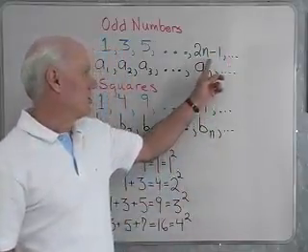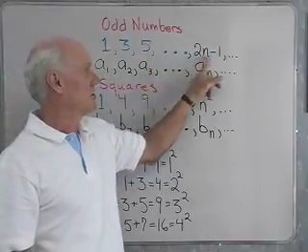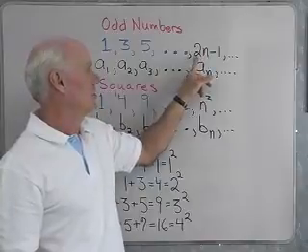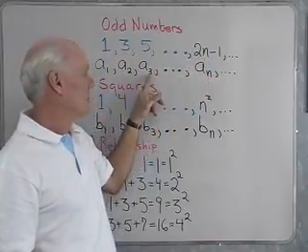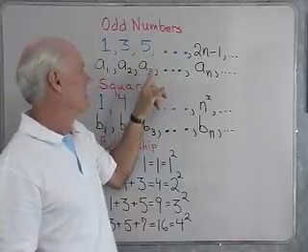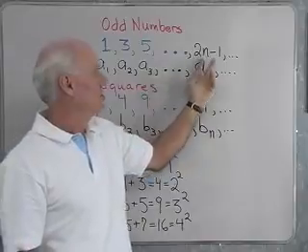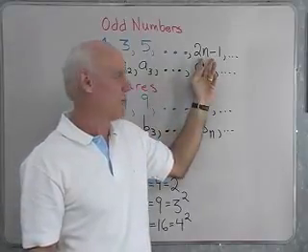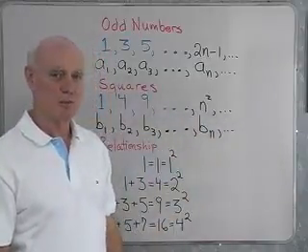Now, does that work, 2n minus 1? Well, when n is 1, 2 times 1 is 2, minus 1 is 1. When n is 2, 2 times 2 is 4, minus 1 is 3. When n is equal to 3, 3 times 2 is 6, minus 1 is 5. So you see that this expression for the nth term in the sequence of odd numbers works pretty well. So here I'm generalizing my work with sequences a little bit more.